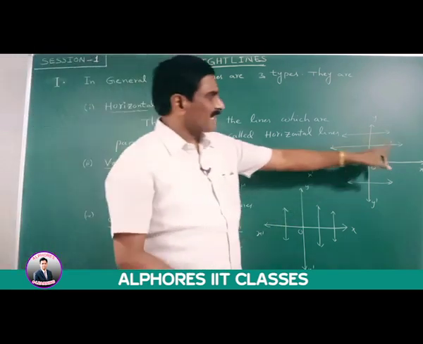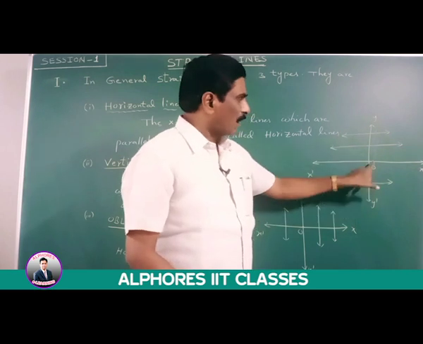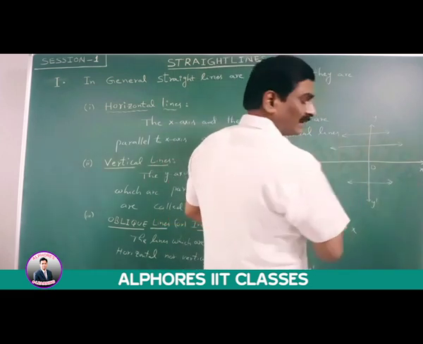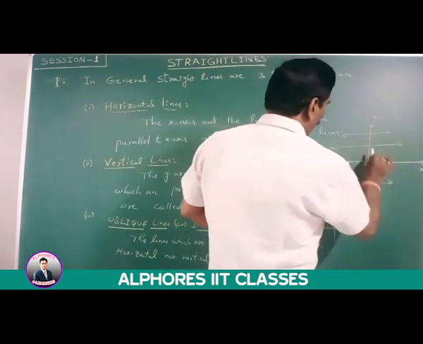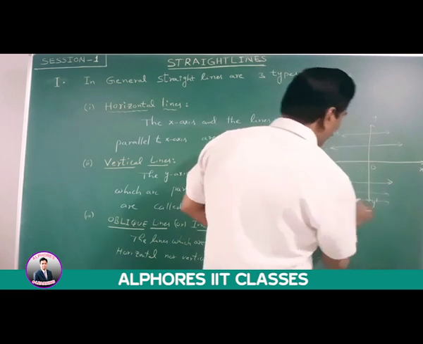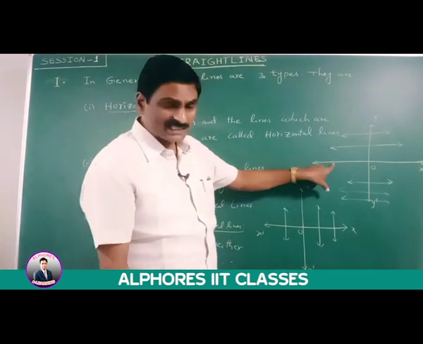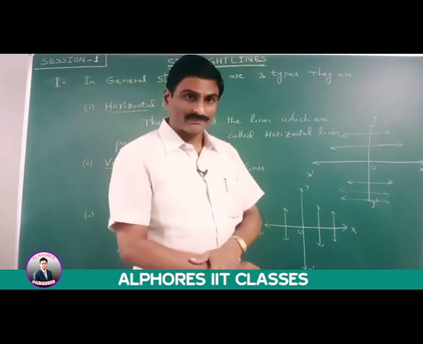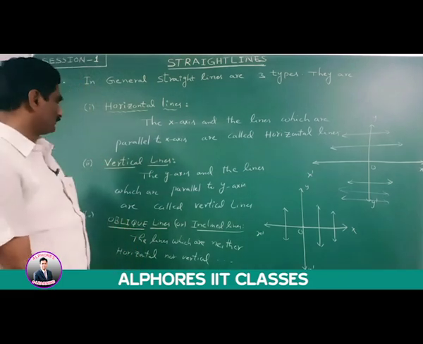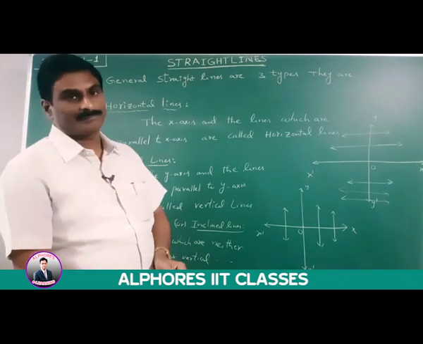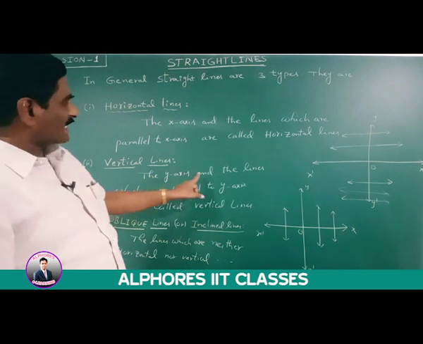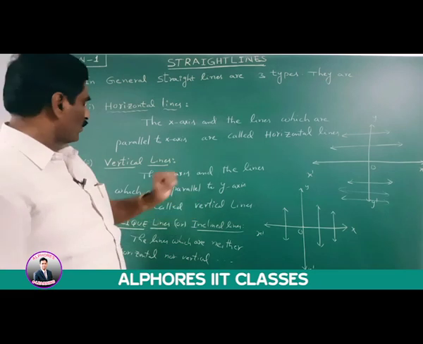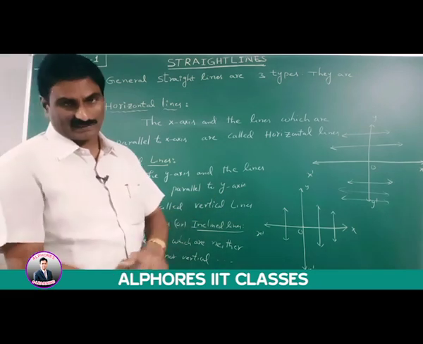Suppose this is one of the coordinate systems, x dash, y dash. The point of intersection is the origin. The x-axis and the lines parallel to this x-axis, all of these are said to be horizontal lines. Next, second one, vertical lines. The y-axis and the lines which are parallel to the y-axis are called vertical lines.